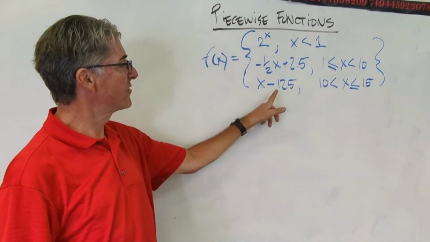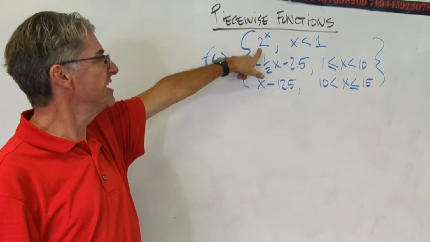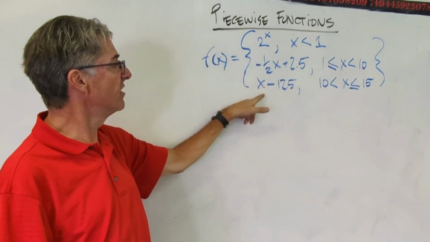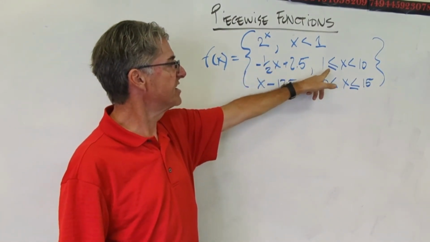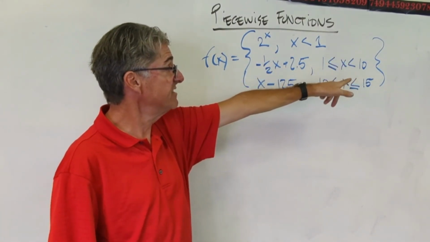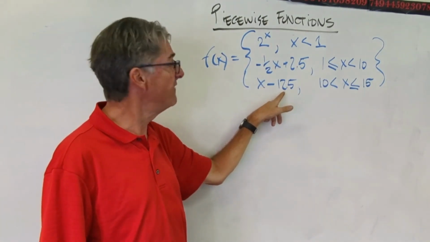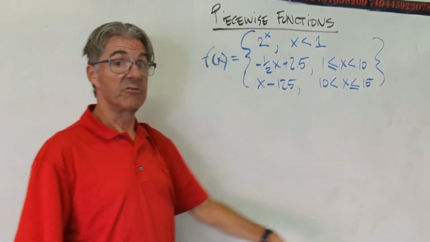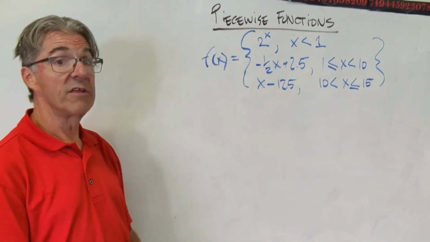So I'm going to have you do one with 3 functions. There we go. We've got an exponential function there, 2 to the x, for all the x's being less than 1. Then we have 2 linear functions. We have minus 1/2 x plus 2.5 for x's that are greater than or equal to 1 but less than 10. And then our last range is just x minus 12.5 for when x is between 10 and 15. So now I want you to pause the video, jump over into Desmos, and put all of that in.